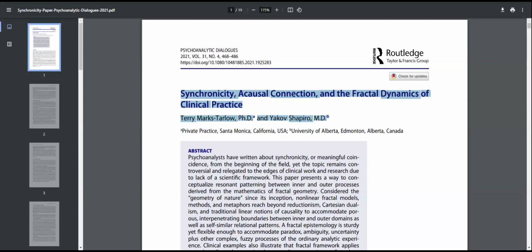Fractal patterns provide a holistic framework for understanding complex clinical processes and intersubjective interactions.